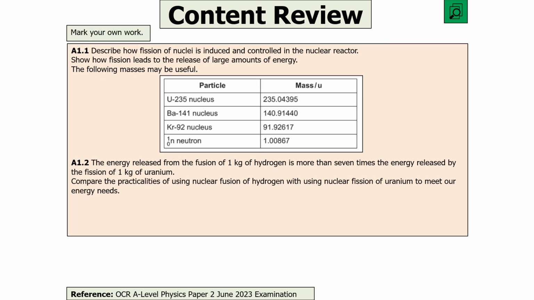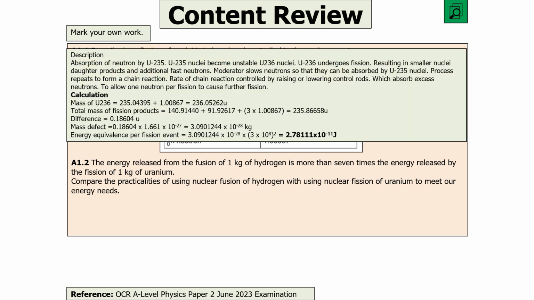Right, in this first one, what do we do? Well, what's happening in fission? So fission is the absorption of a neutron by uranium-235. It becomes the more unstable uranium-236. The uranium-236 undergoes fission, resulting in smaller nuclei being produced with some fast neutrons. The moderator in the process will slow the neutrons down to be absorbed by other uranium-235 nuclei.